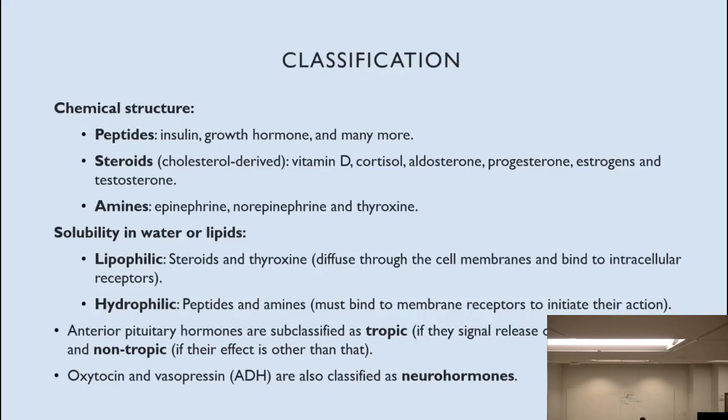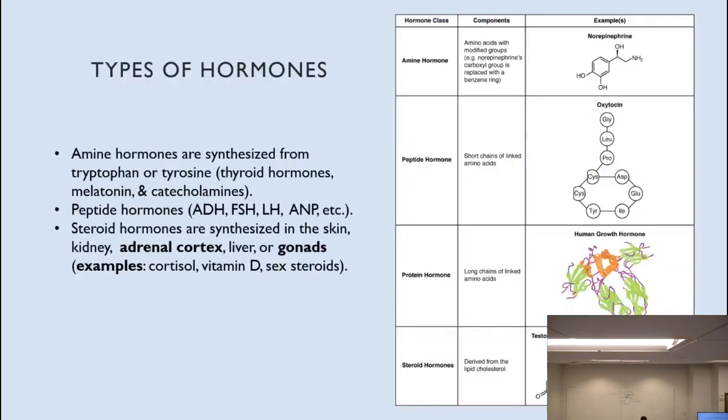Let's see if this one should work. Computer. And here you have more details. Okay. For example, you have the chemical composition, okay, amines, peptides, proteins, steroids. You have the examples there.